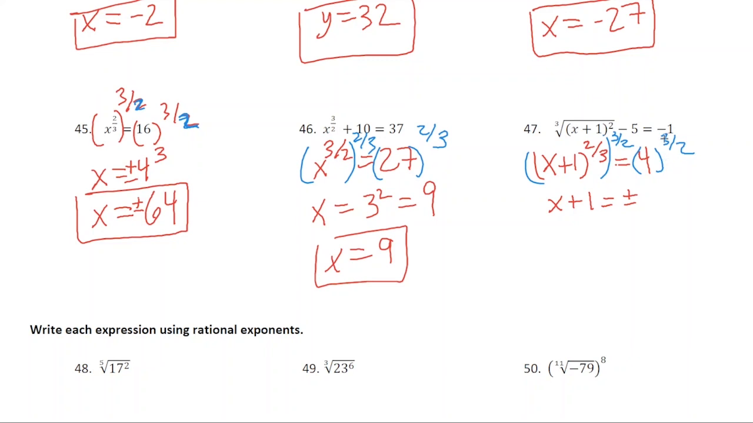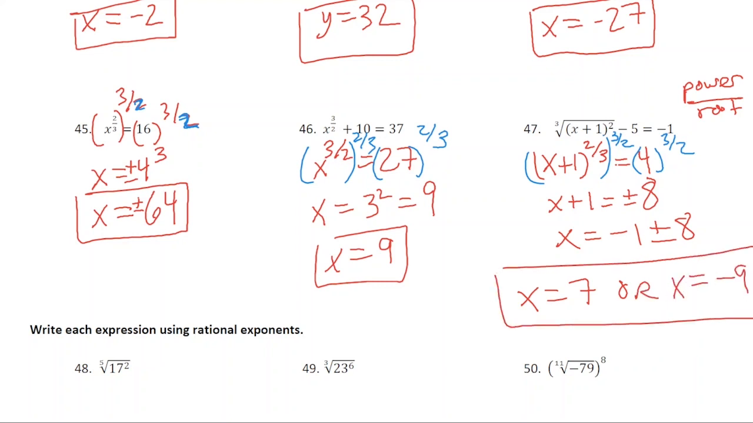So, like I did with number 45 and 46, we are going to take the root first and then do the power. It's always going to be power over root. So I just wanted to write power over root. Okay, so do the root first. The square root of 4 is 2, and 2 cubed is 8. So now we're going to subtract 1 from both sides, and I get negative 1 plus or minus 8. So x equals negative 1 plus 8 is 7, and negative 1 minus 8 is negative 9.